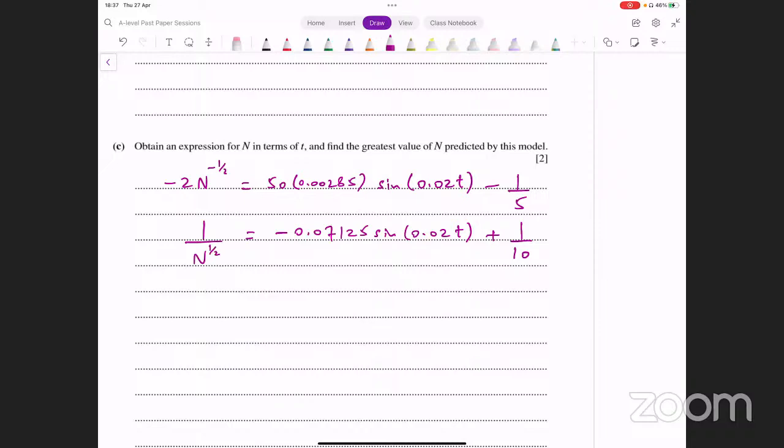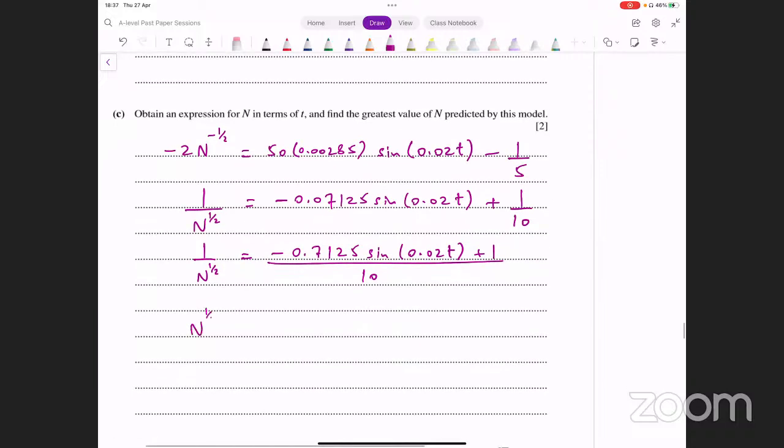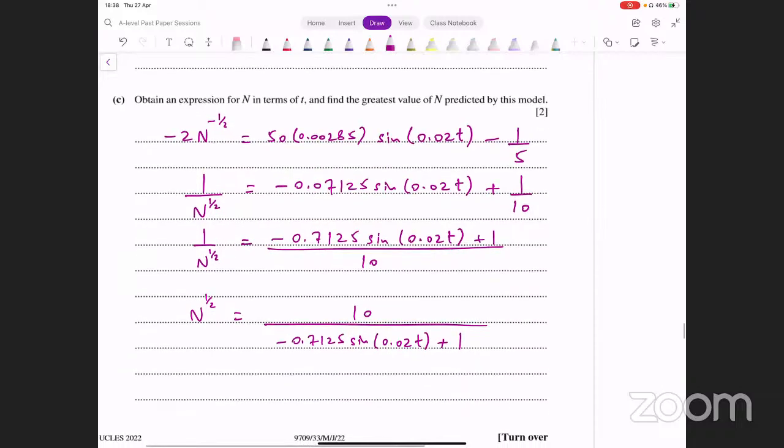Now before you take reciprocal, in fact remember you can't take reciprocals of individual terms. आपको पहले क्या करना पड़ेगा, इसका LCM लेना पड़ेगा. राइट साइड पे हम LCM ले लेते हैं पहले. राइट साइड पे LCM लेते हैं, आपके पास क्या आता है, 10 से मल्टीप्लाई होगा, and that is going to give you minus 0.7125 into sine of 0.02t plus 1 whole divided by 10. ठीक है, अब इसका रेसिप्रोकल लेंगे तो आपके पास क्या आ जाएगा, n raised to power 1 over 2, that equals, in fact, 10 over minus 0.7125 into sine of 0.02t plus 1. Okay, that's the equation that we get.